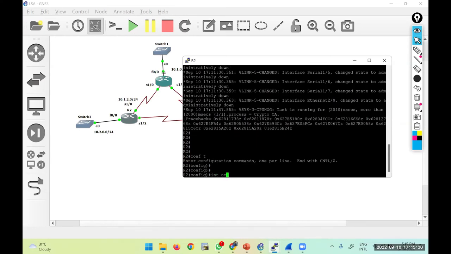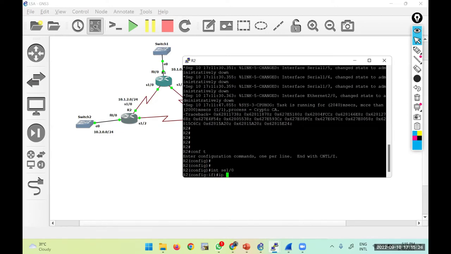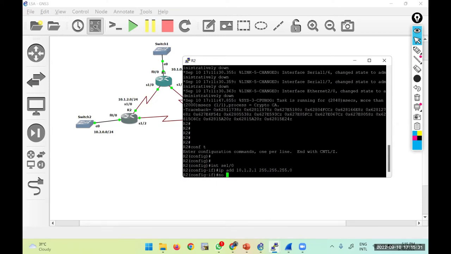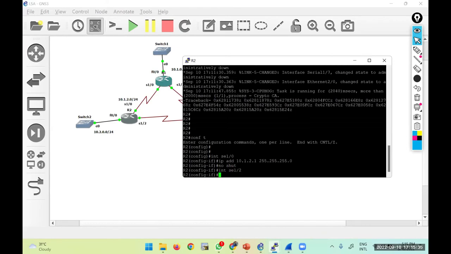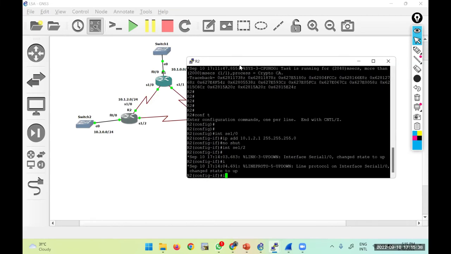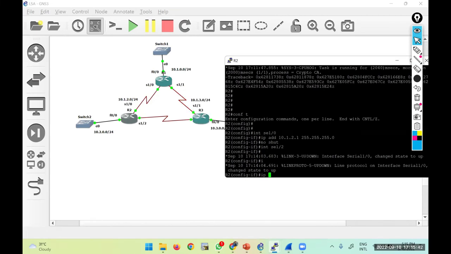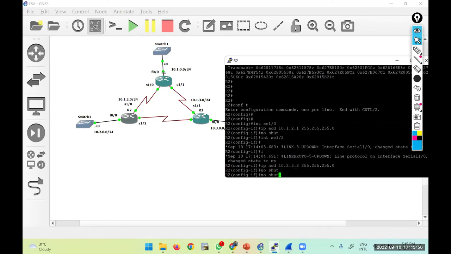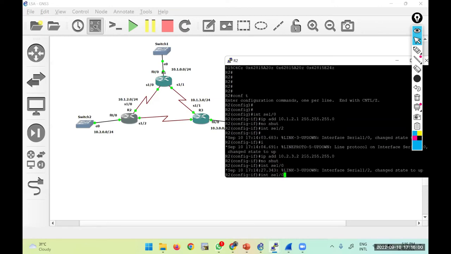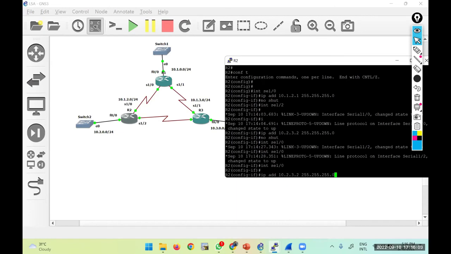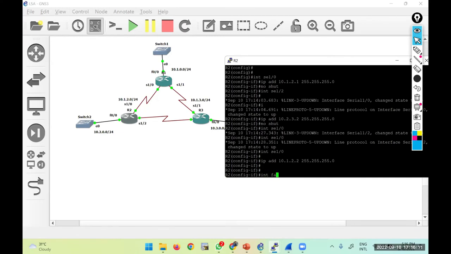In R2, interface serial 1/0, IP address is 10.1.2.1 and subnet mask is 255.255.255.0, no shut. Interface serial 1/2, IP address will be 10.2.3.2 and the subnet mask is 255.255.255.0, no shut. We have configured the serial interface with the wrong IP. So serial 1/0, IP address will be 10.1.2.2.